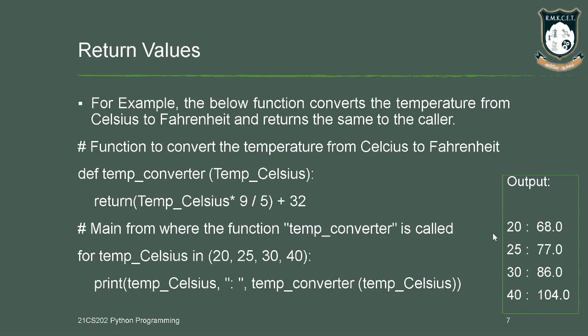Similarly, the value 25 will be taken, processing will be done, and the result 77 will be given. Like this, each and every value will be taken, the processing will be done in the function, and the result will be returned back to the print statement. Since we are using iterations, each value will be taken from here and directly given to the function for processing. We don't have to do it manually. The for statement directly takes the values and processes them.